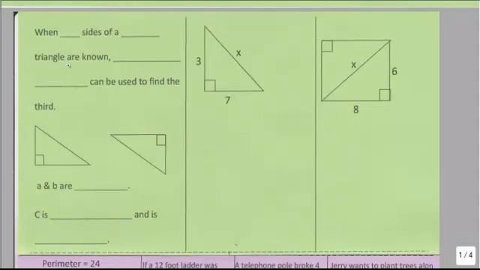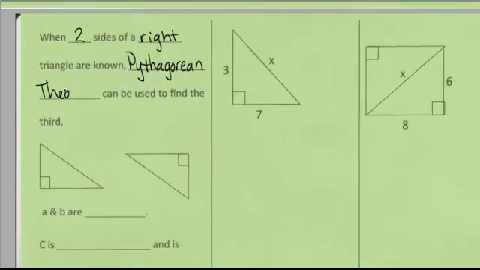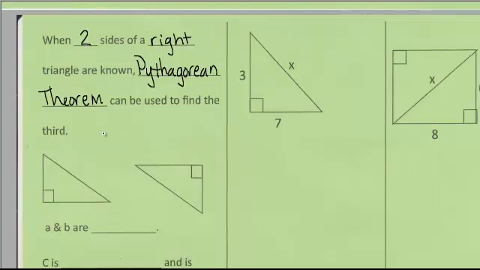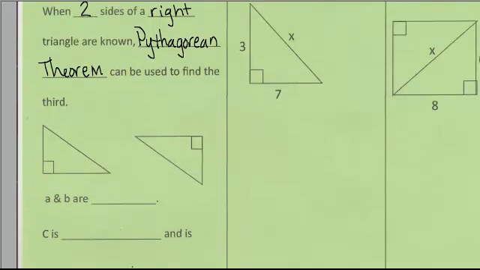Okay, so when two sides of a right triangle are known, the Pythagorean theorem can be used to find the third side. This could be A or B. This side could be A or B. It doesn't matter which one you make A or B, but it does matter which one you make C. And the right angle sign always points towards your hypotenuse. So this is my hypotenuse, and that has to be C.